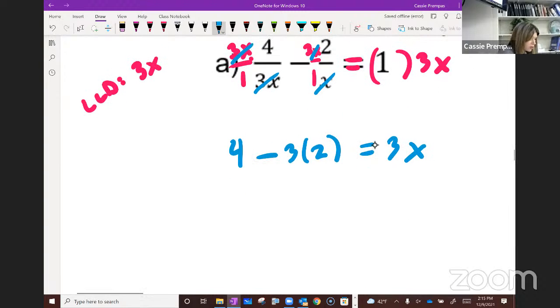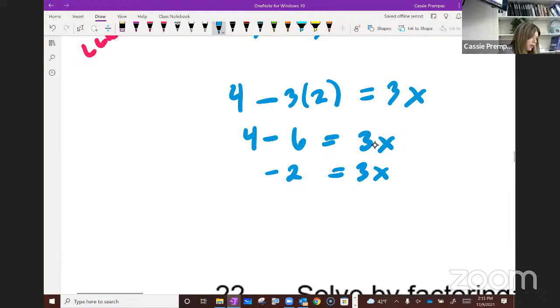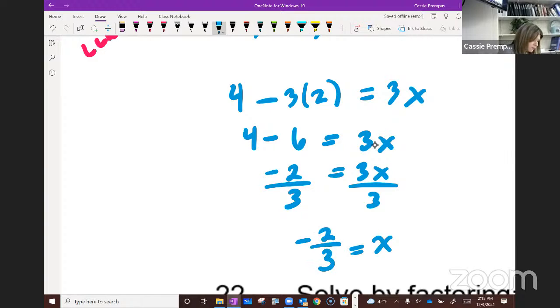Good. So now I continue working through this, and it's 4 minus 6 equals 3x. 4 minus 6 is negative 2. And then we divide both sides by 3. And we get x is equal to negative 2/3.